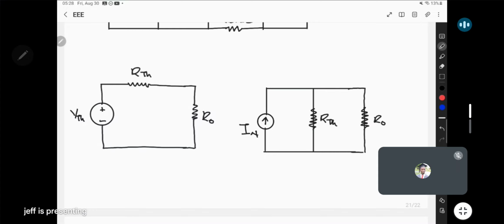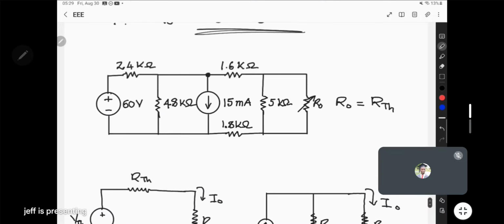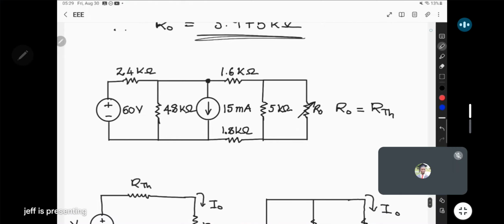So whichever is easiest for you to pursue, you can follow that one. But ideally, they will all give the same current through R naught there. They all give I. Let me label it as I0. Okay. So which method is easy to use?